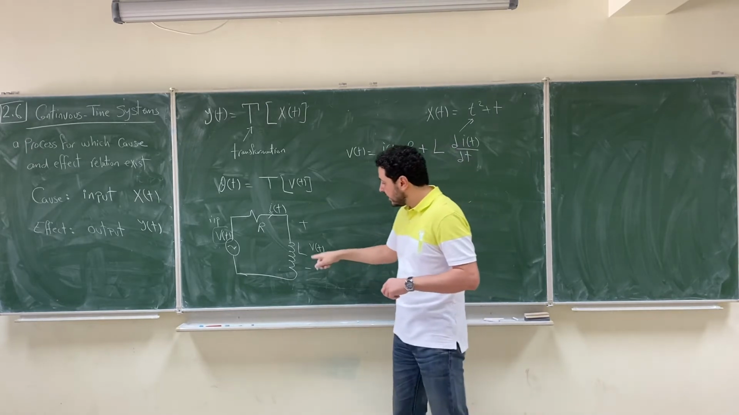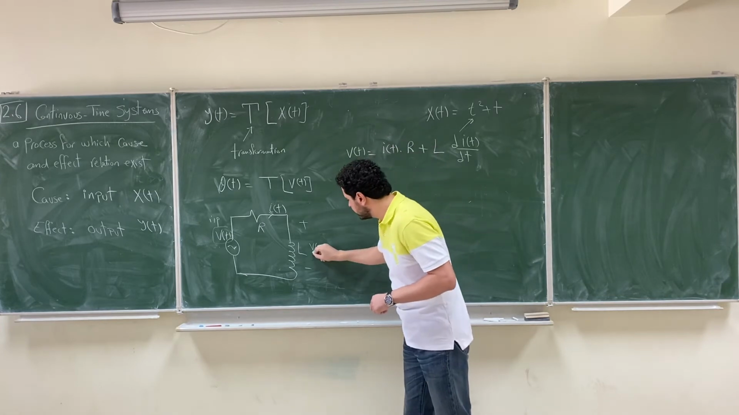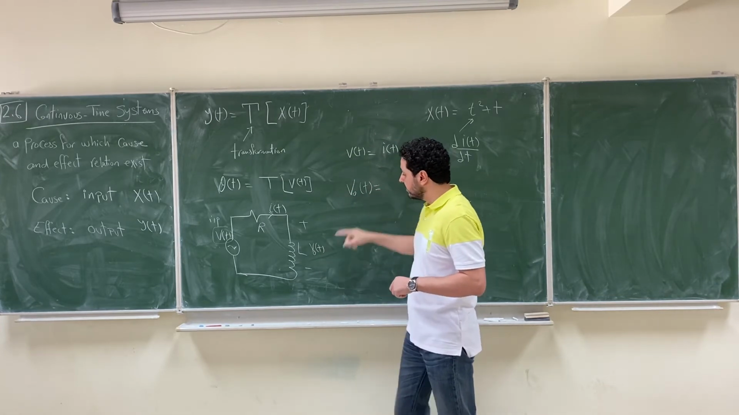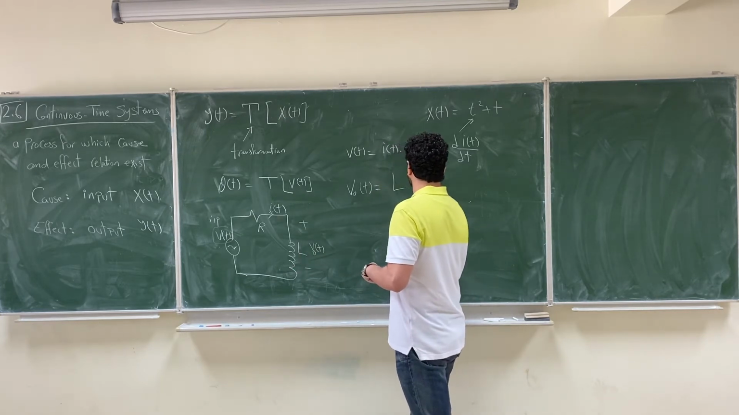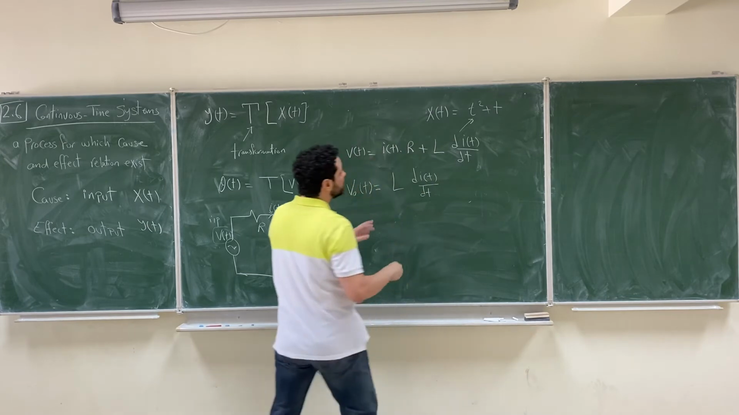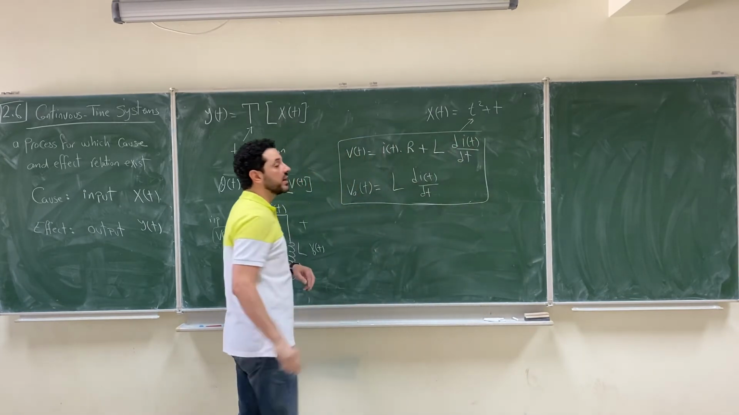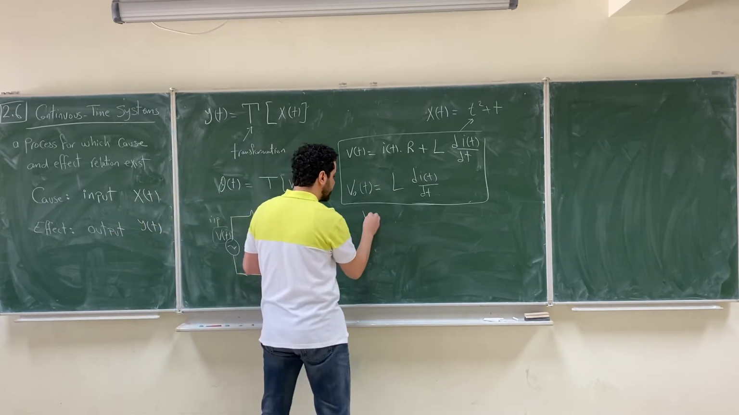And then the output voltage, V output of t, will be the voltage across the inductor, which is L di of t by dt. So these two differential equations together represent the transformation of our system.